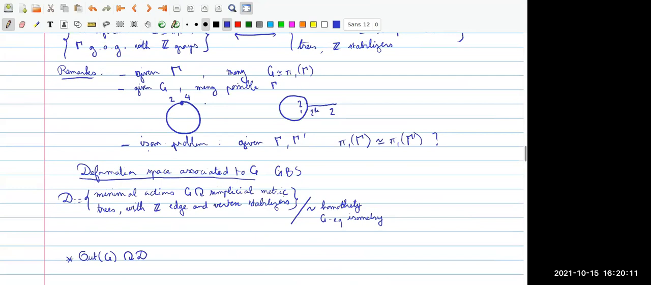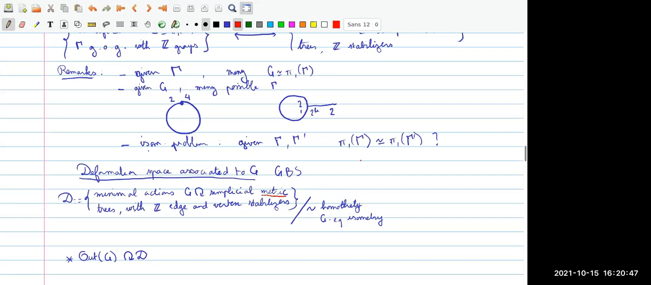So it's the set of minimal actions of G on simplicial trees. So there's a metric here. I can endow the trees with a metric by giving a length for edges. And so I also ask that these actions have cyclic edge and vertex stabilizers. And now I quotient this set by homothety and G-equivariant isometry.